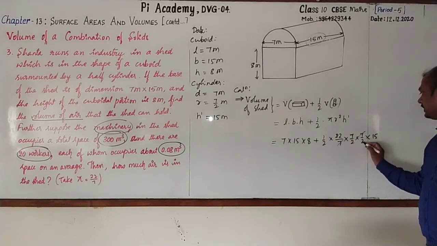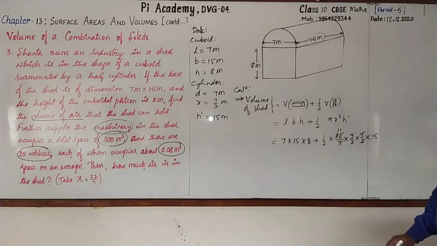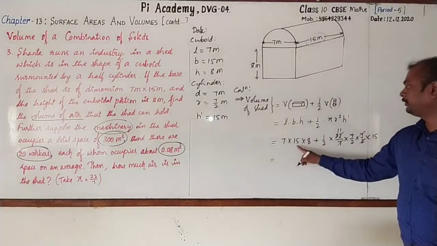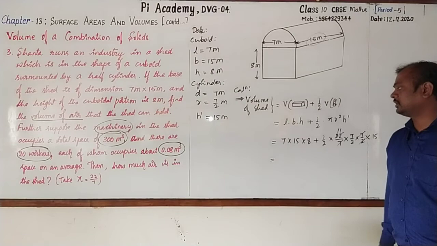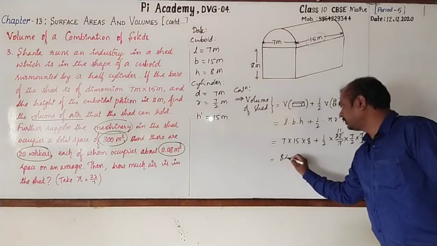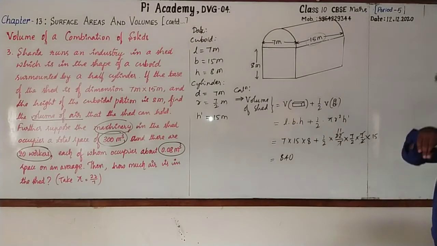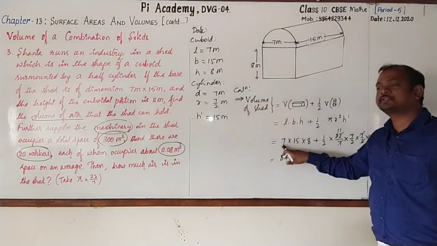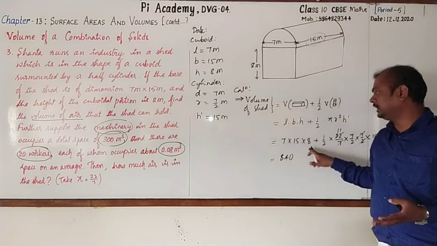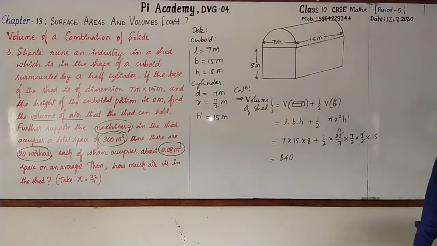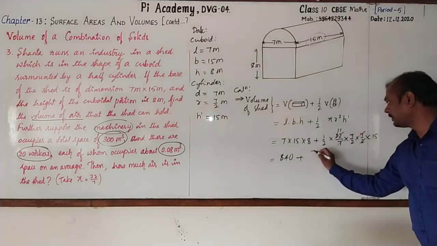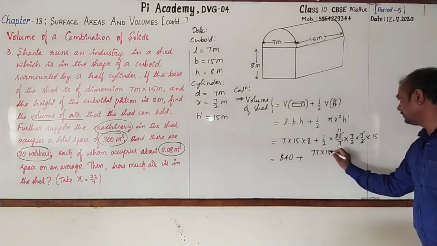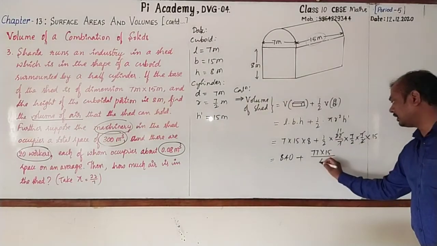Now 7, 7 get cancelled. 1s are 11s. Now this is equal to, 15 times 8 is how much? It is 120, right? 12 sevens are 84, so 840. Clear now? Another very simple way: 15 sevens are 105, 100 8s are 800, then 5 8s are 40. 800 plus 40, 840. Plus, now observe this. 11 sevens are 77, into 50 by 2 2s are 4.